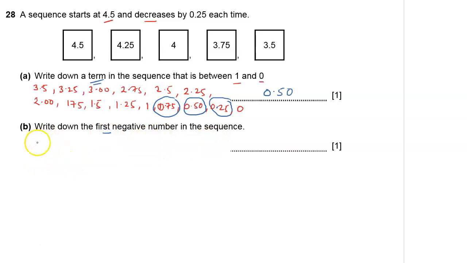So you continue the sequence. It will be 0 minus 0.25. And when you minus, you're going to get negative 0.25. And that is the first negative term, so the answer is minus 0.25.